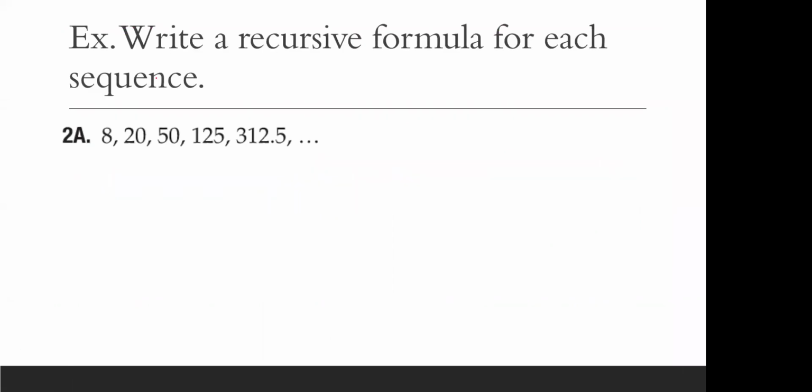So here we've got this sequence. If we look, we can see that here the difference would be 12, here the difference is 30, and here the difference is 75. So obviously the difference is not the same. So it's not going to be an arithmetic sequence. This is going to be a geometric sequence.